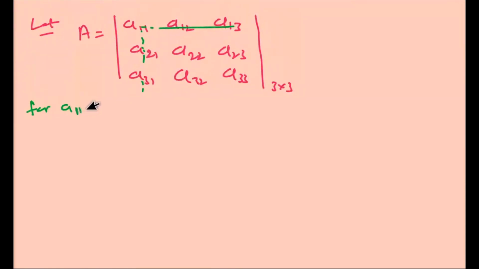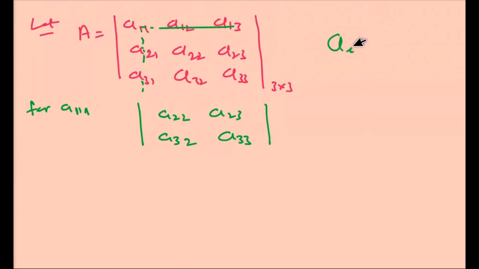A11, use this one: A22, A23, A32, A33. How are you getting this? Are you understanding? A11 means the first row you have to leave, and the first column you have to leave. A, I, J: the I row and J column you have to leave. Okay, the other members that are left here you have to write here.